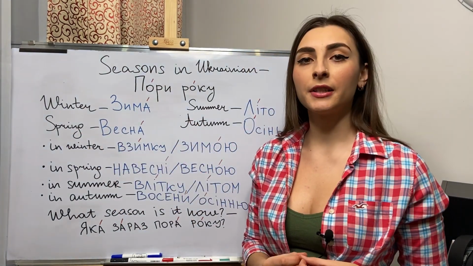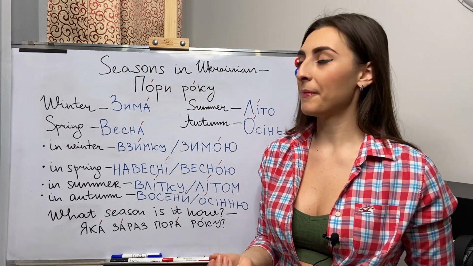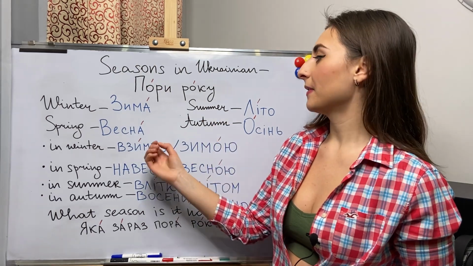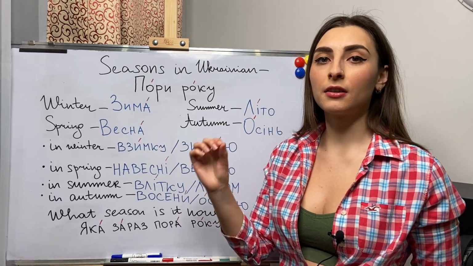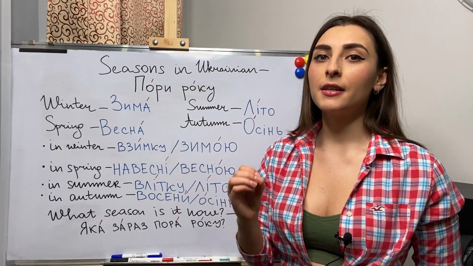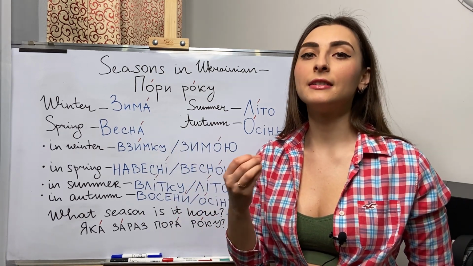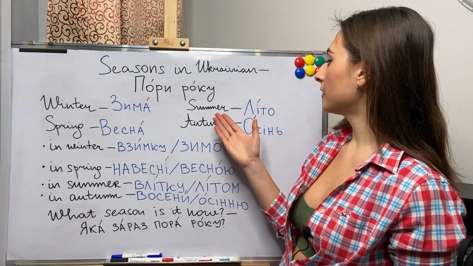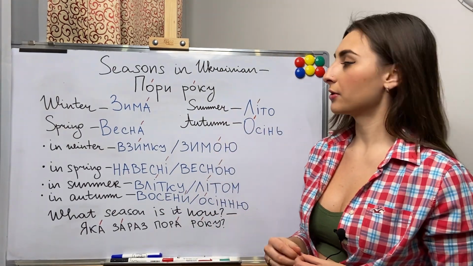The next one, spring. Spring in Ukrainian language is весна. Again, we put stress on the last syllable. Весна. Please repeat after me. Весна.